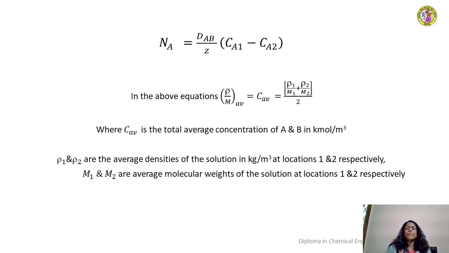So C average, or rho by M average, is equal to rho 1 by M1 plus rho 2 by M2, whole divided by 2. So that C average is the total average concentration of solution containing A and B in kilomoles per meter cube. Rho 1 and rho 2 are the average densities of the solution in kg per meter cube at location 1 and 2 respectively. In the same way, the capital M1 and M2 are the average molecular weights of the solution at location 1 and 2 respectively.